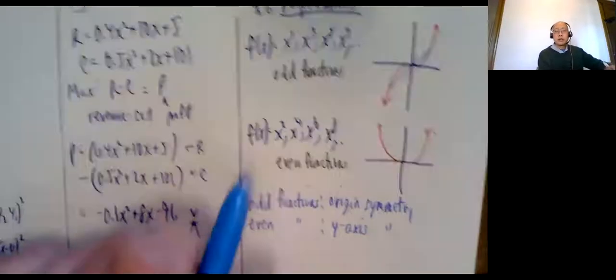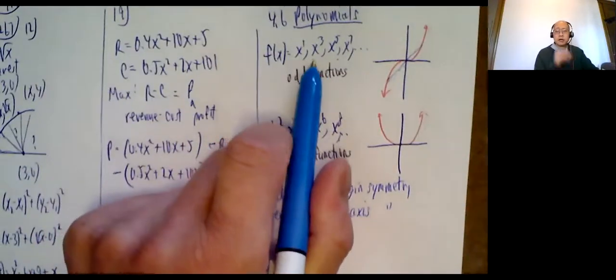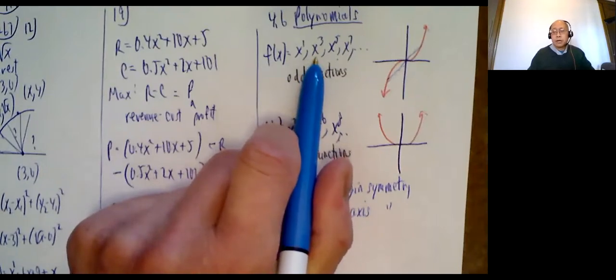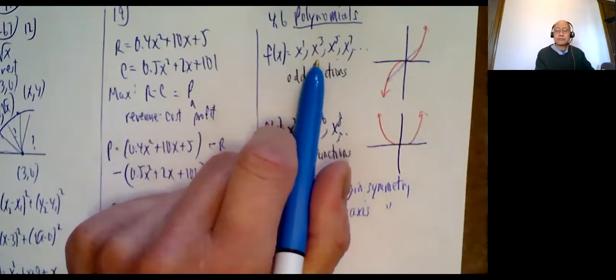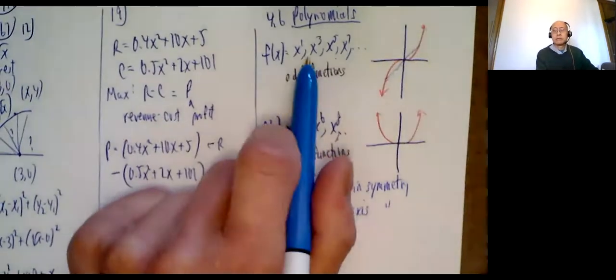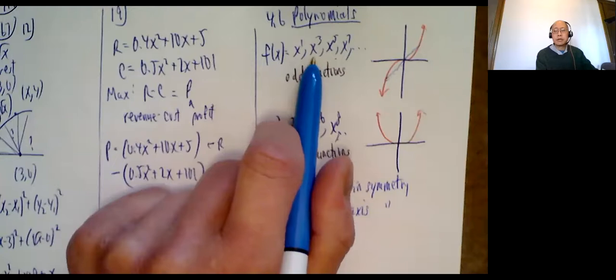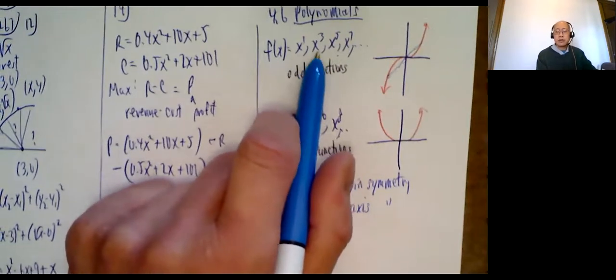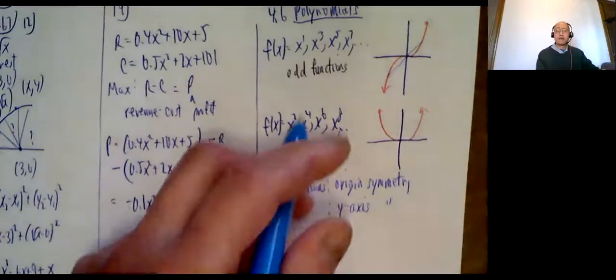Okay, let's take a look at, let's say, x cubed. What do you get if I plug in 2? 2 cubed is 8. How about if I plug in negative 2? Negative 2 cubed, negative 2 times negative 2 times negative 2, is negative 8. You get the opposite. Okay, how about if I plug in 3? 3 cubed, 3 times 3 times 3, is 27. Negative 3 cubed, negative 3 times negative 3 times negative 3, is negative 27. Okay, so when you plug in the negative of the number, you get the opposite of what you would have got if you plugged in a positive.